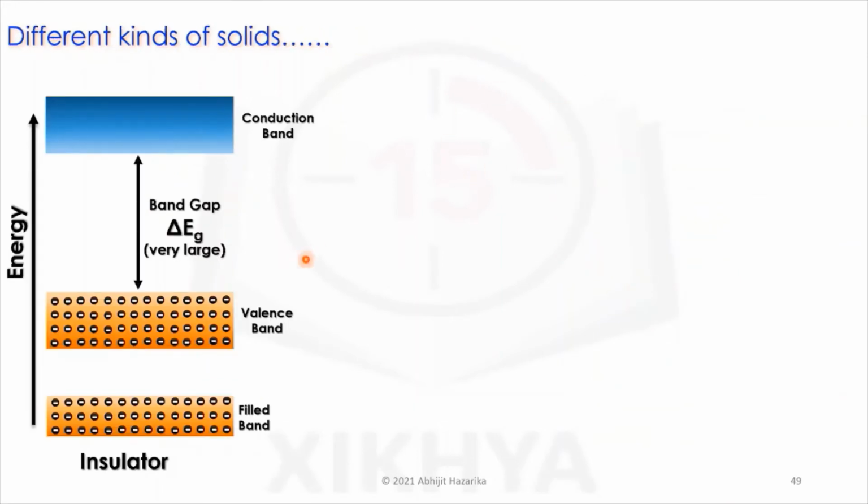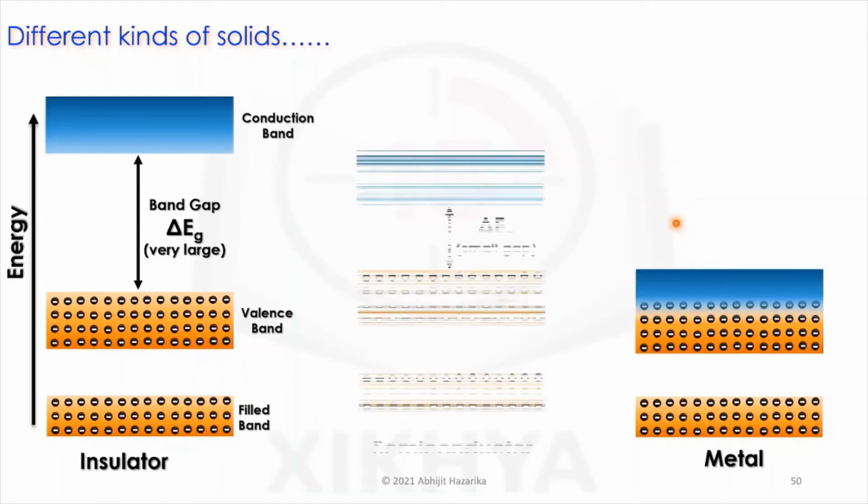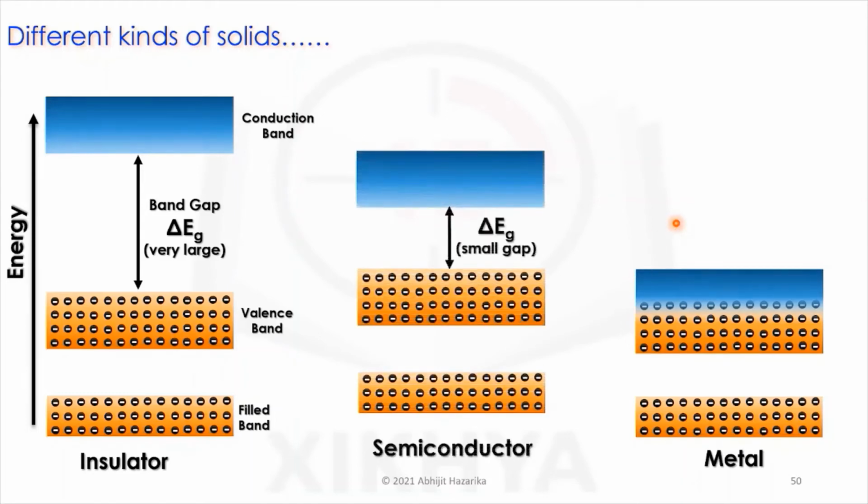And depending on how the electrons are distributed within the valence band and conduction band, we can have an insulator, where the completely vacant conduction band and the completely filled valence band are separated by a huge energy gap, which is termed the band gap. If we look at a metal, the conduction band and the valence band overlap with each other. The conduction band is partially filled. Now, in between, we have semiconductors.